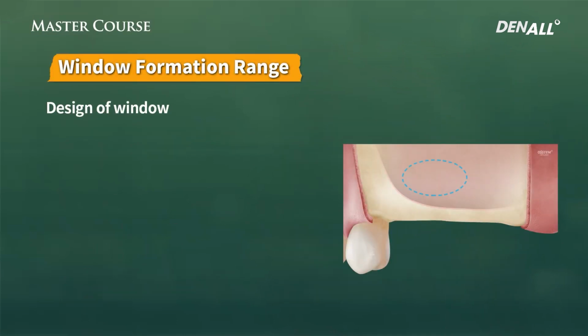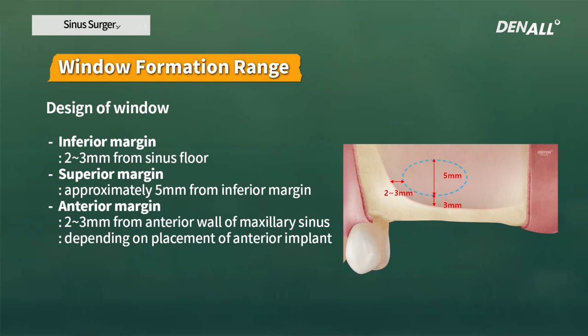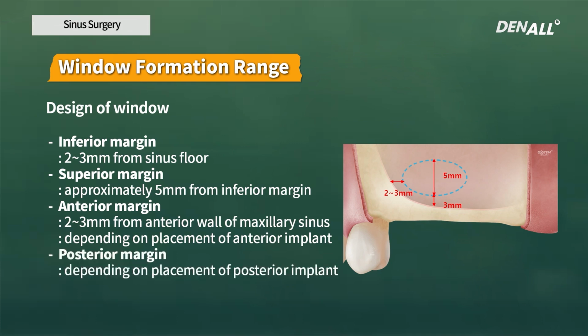Designing the window. For the inferior margin, it needs to be 2 to 3 millimeter away from the sinus floor, and for the superior margin, you need to secure 5 millimeter, so approximately 5 millimeter from the inferior margin. For the anterior margin, it needs to be 2 to 3 millimeter away from the anterior wall, and for the posterior margin, you need to decide depending on the placement of the posterior implant. For the posterior margin, it doesn't need to be long because you get good elevation. Therefore, it shouldn't be very big.